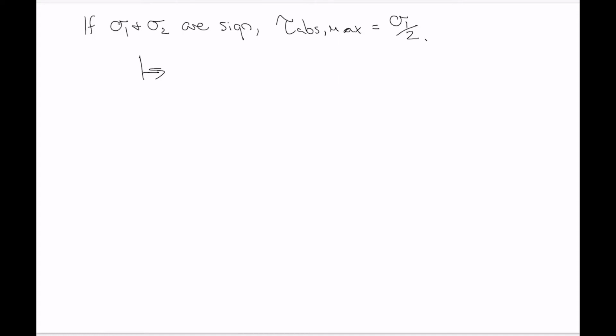So let's look at a situation when this would happen, when the two principal stresses are actually the same sign. That takes us into a quick look at thin-walled pressure vessels.